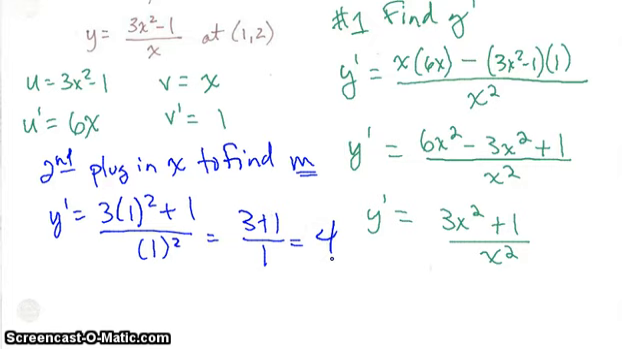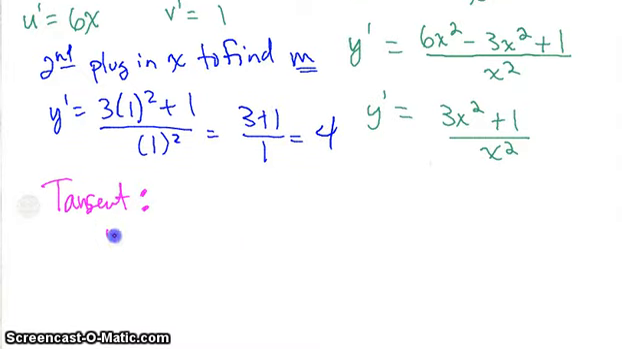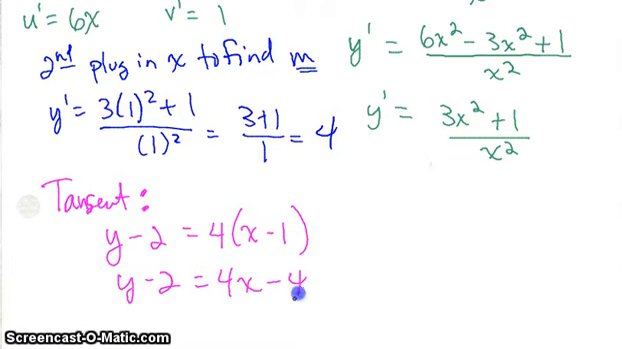So now I have my slope. This is the slope of my tangent line. I have a point. So for my tangent line, all I need to do is use point slope formula, y minus 2 is equal to 4 times x minus 1. And let's rewrite. There we go. And this is our tangent line.